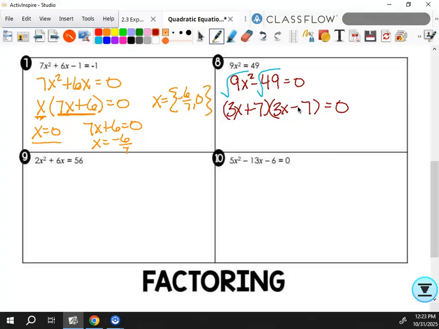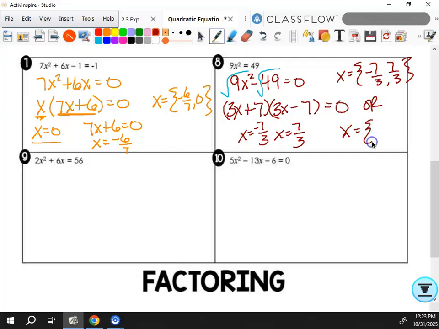Okay. So this one gives me that x equals negative 7/3. This one gives me x equals 7/3. So my little parentheses, I could do one of two things. I could say negative 7/3 and 7/3, or I could do plus or minus 7/3. Okay. Y'all all good with those?